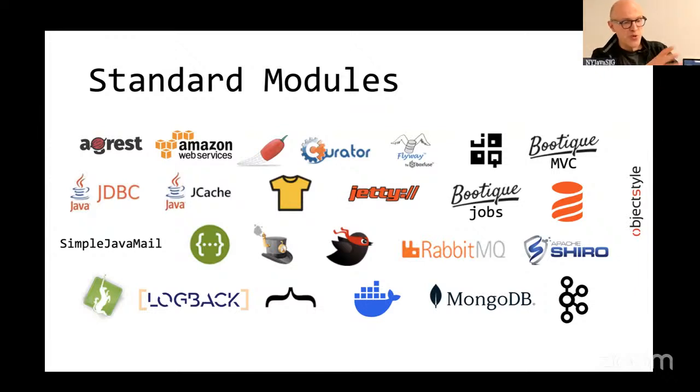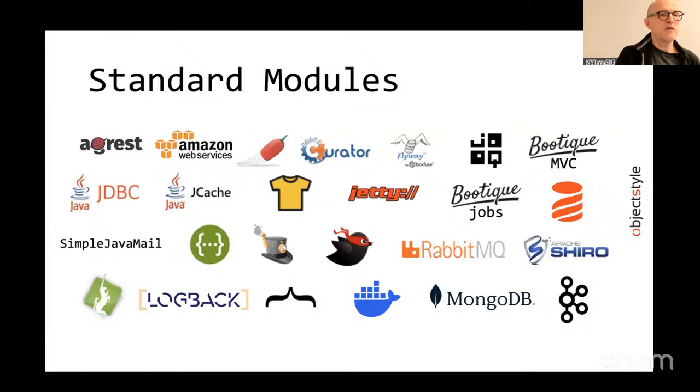All of the open source projects that I mentioned on the second slide are here, of course: Cayenne and Grest, and there's JDBC, the data source management, JCache. There are two frameworks for database migrations, Flyway and Liquibase. There's RabbitMQ, Kafka, Mongo, Shiro, you name it.